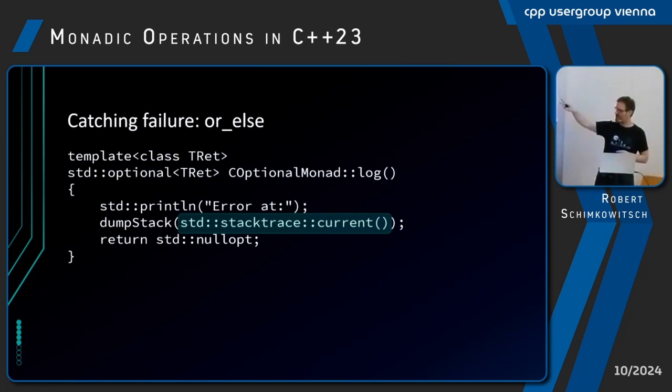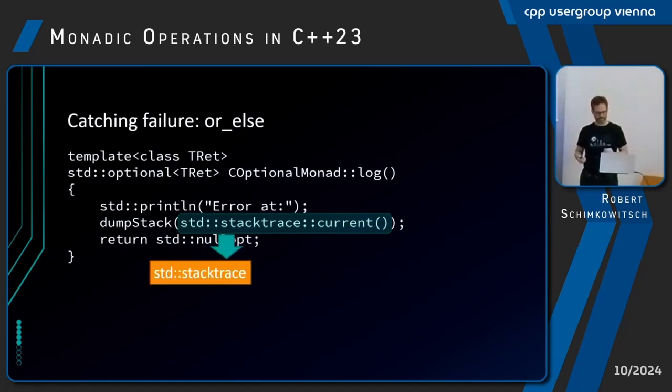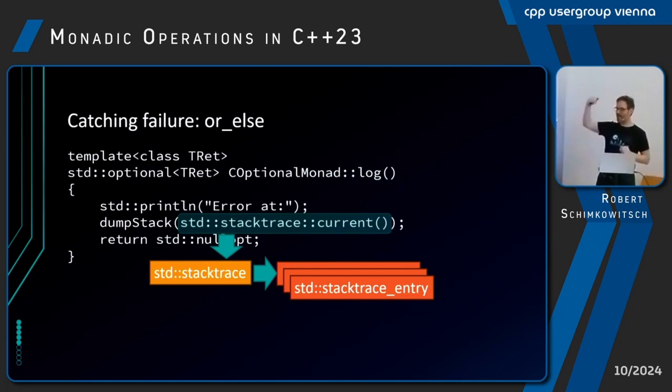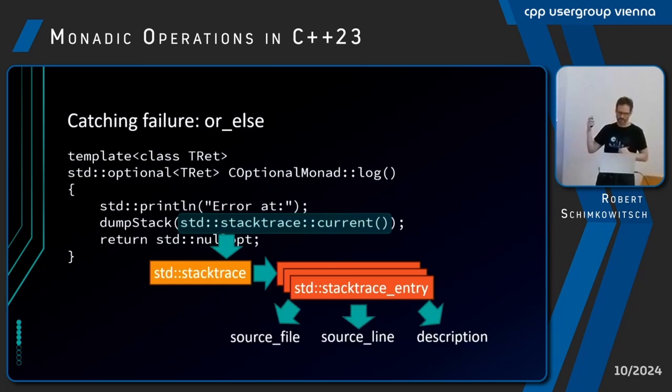Now, in the next line, I capture a call stack. That's another new facility in C++23. So std::stacktrace::current gives me a dump of the current call stack. And inside that, I get one entry per level in my call stack, from the top, where I'm right now, until the bottom to main, or below even to the operating system. And in each of these entries, I get a source file, I get a line, and I get a description. And without going into further details, yes, please, I have another question.